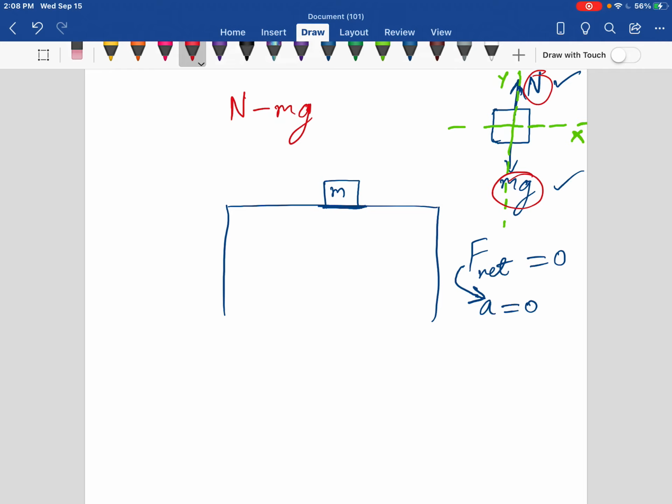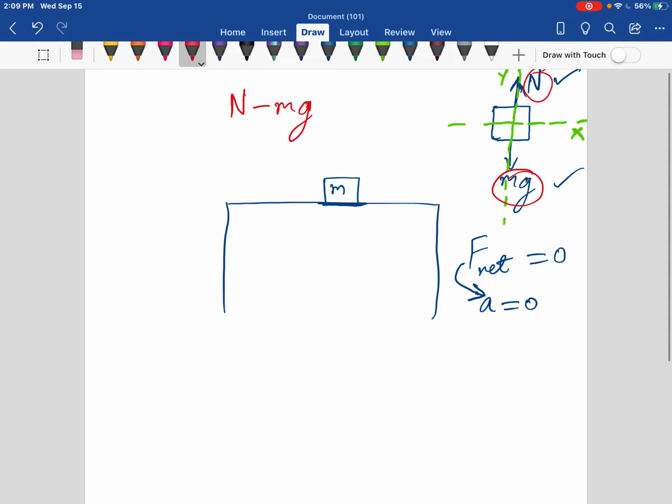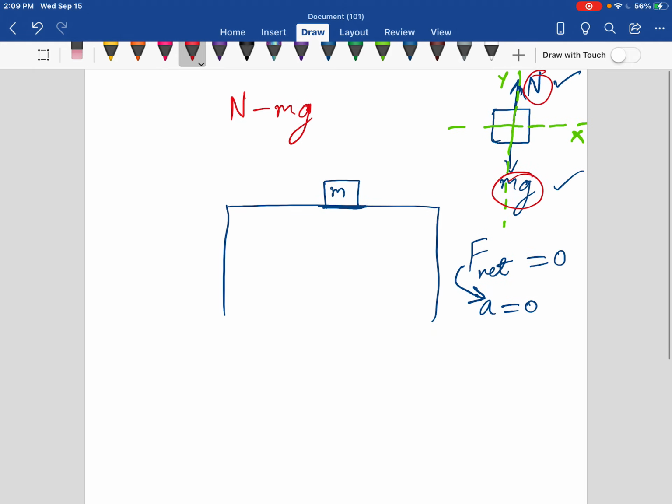Now I will keep doing this without mentioning the reason each and every time, because I want you to be able to comfortably understand what I mean by adding up vectors, right? If vectors are in the opposite direction, adding means subtraction. Over here we have a vector up, we have another vector down. So if I want to add them, I can take up direction as positive. It is going to be N minus mg. That is the sum of these two vectors, or addition.